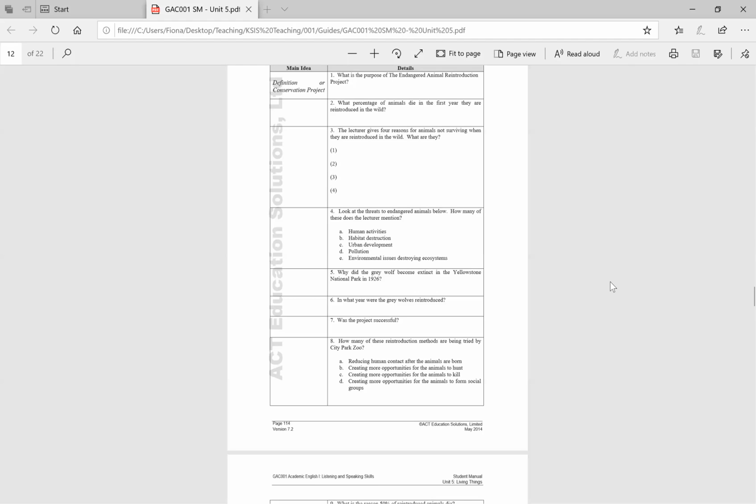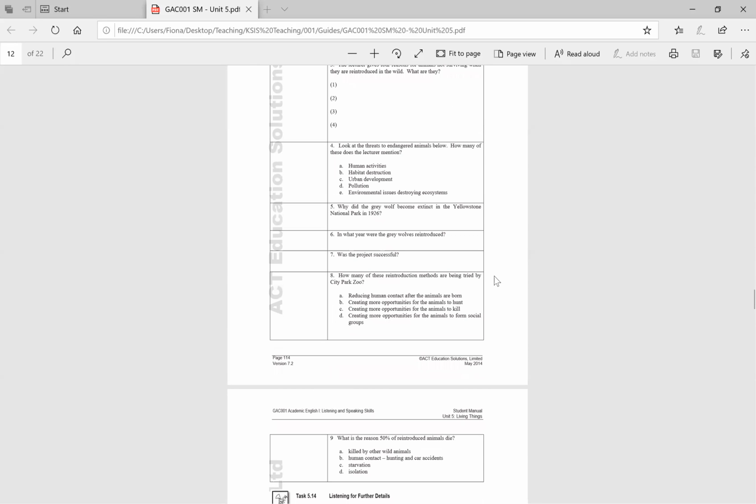So we've heard environmental issues destroying ecosystems. As we all know, one of the greatest threats is human activities. So now they've said human activities, so A and E. Result in habitat destruction. And B, he just said habitat destruction. Such as urban development and pollution. And he also mentioned urban development and pollution. So in fact, 1, 2, 3, 4, 5, he mentioned all of them. So you should have circled all of these.